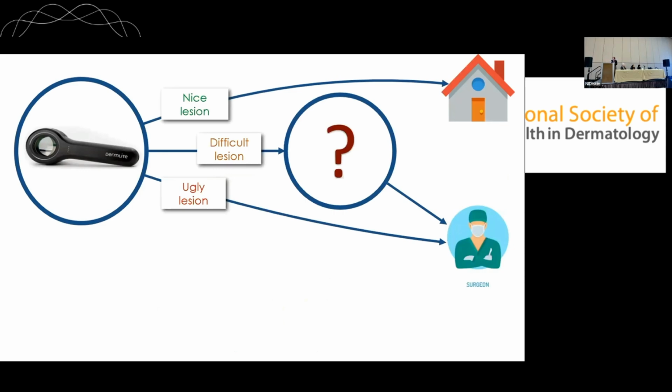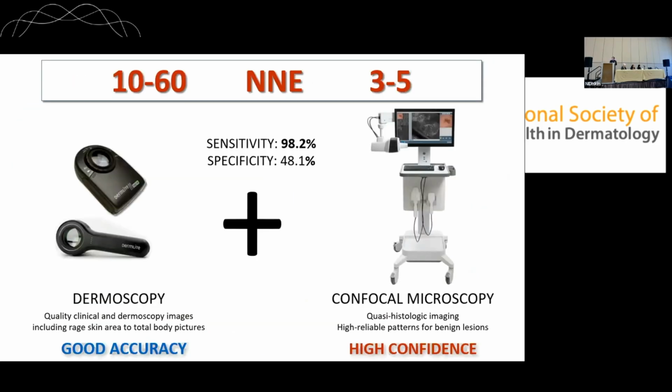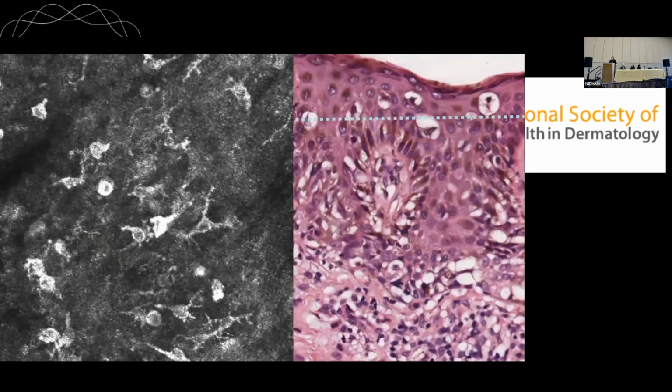So we need something to improve accuracy in this group of difficult lesions. This is reflectance confocal microscopy. Reflectance confocal microscopy can increase this accuracy because it increases the confidence. Why? Because you can see cells. You have other information to be added to dermoscopy.